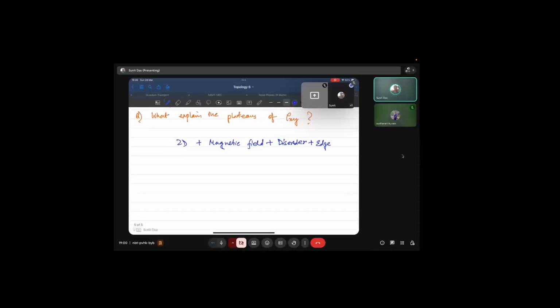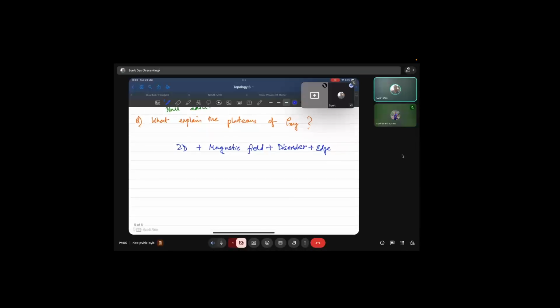Okay, to understand the role of edge, or is there any role of edge, we actually need to relook at the wave functions of the Landau level that we discussed in the last class. And this is our big question: what explains the plateaus in rho xy, right?